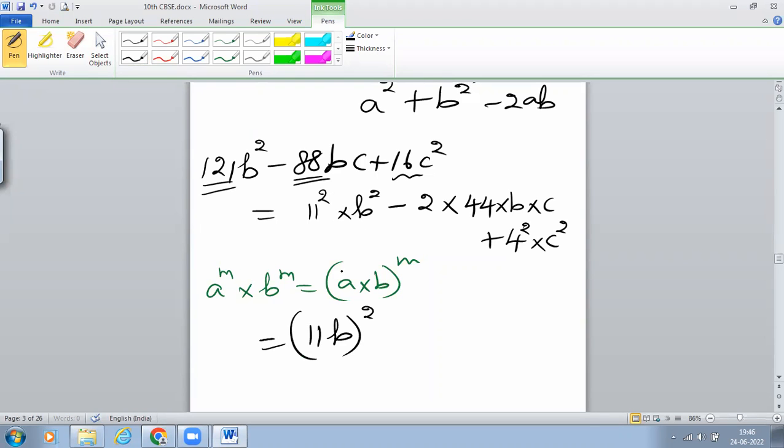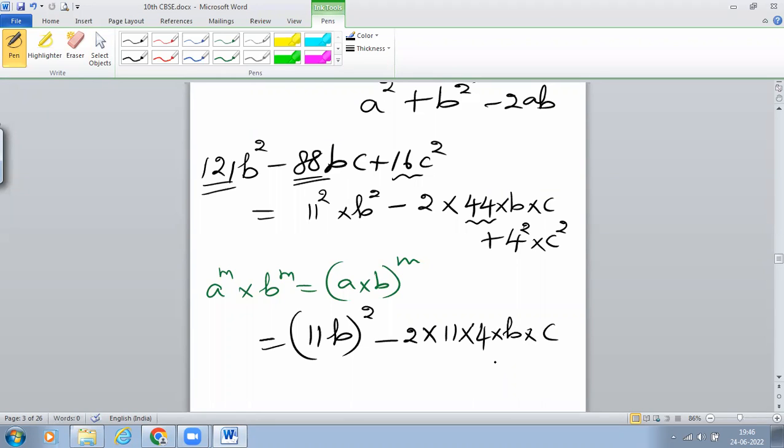The powers are same, and in between multiplication is there. We can write it as 11 into b the whole power 2. 11 into b is 11b, the whole power 2, minus 2 into, listen, this 44 can be again split, because here we have 11, right? And here we have 4. So this 44 can be split as 11 into 4. What is 11 fours? 10 fours are 40 and 11 fours are 44, right? So I'm splitting this 44 as 11 into 4 into b into c.